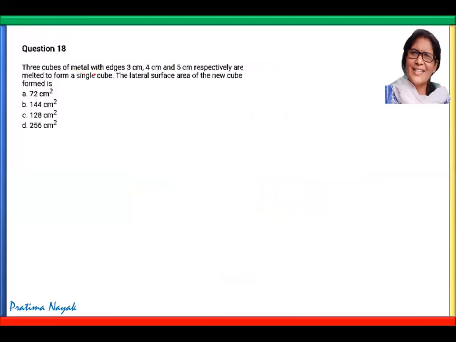3 cubes of metal with edges 3 centimeter, 4 centimeter, 5 centimeter respectively are melted to form a single cube. The lateral surface area of the new cube is 72, 144, 128 and 256. So there are 3 small cubes, 3 centimeter, 4 centimeter and 5 centimeter.